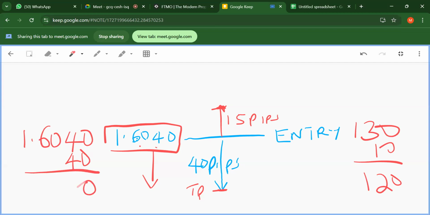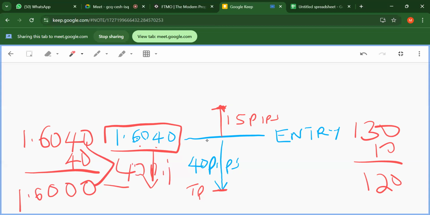So it is 1.6006. Those who got that, that one was correct. That was your take profit. So if this market sells by 40 pips, when you subtract from 1.6046, you'll end up with 40 pips. So you will have earned your profit.